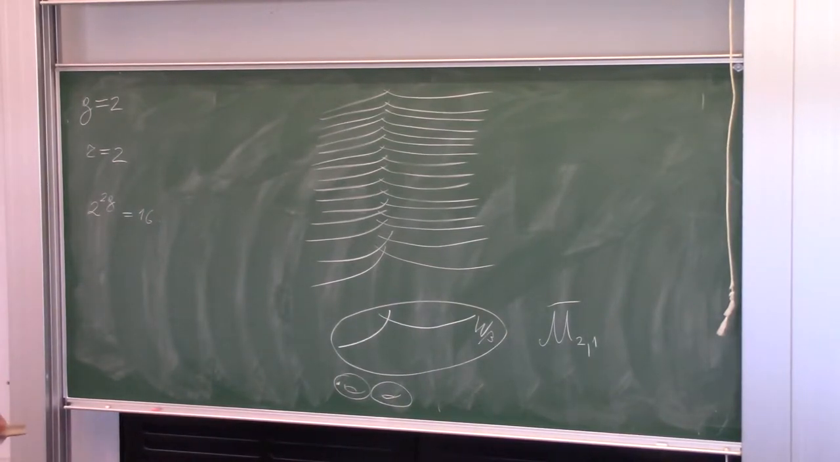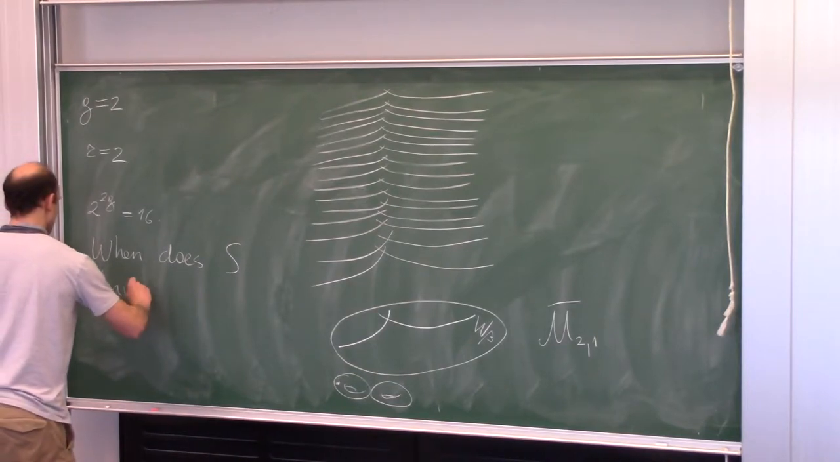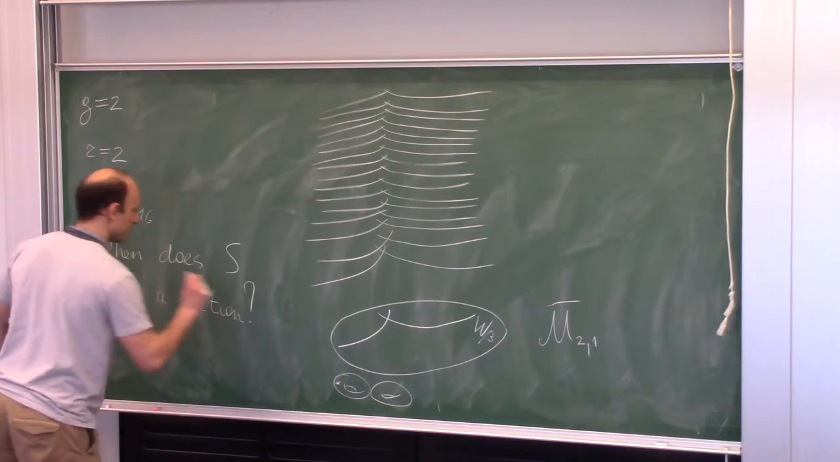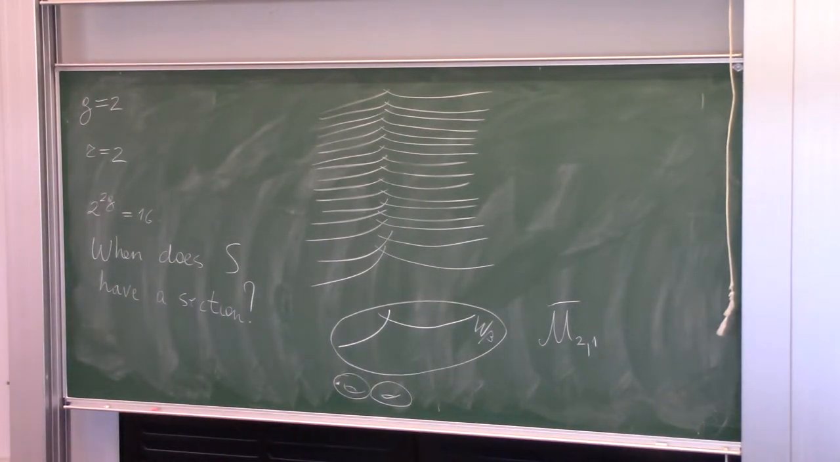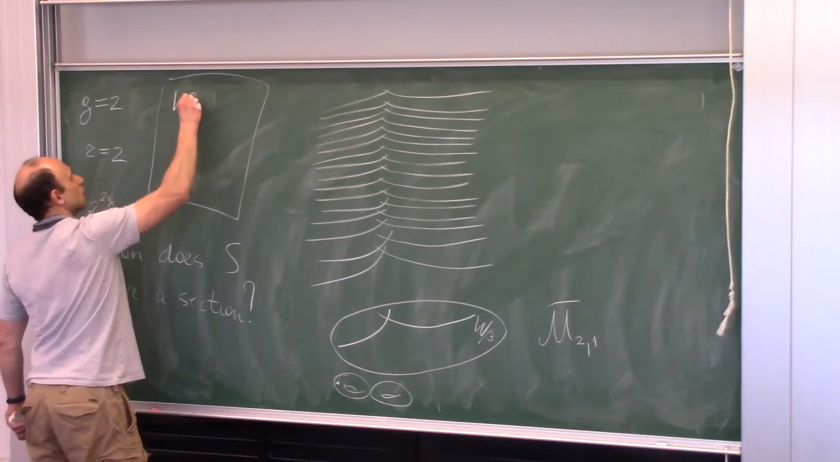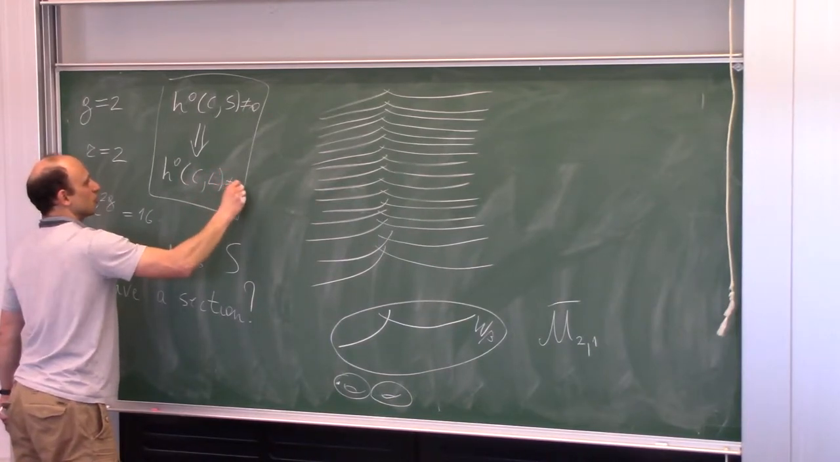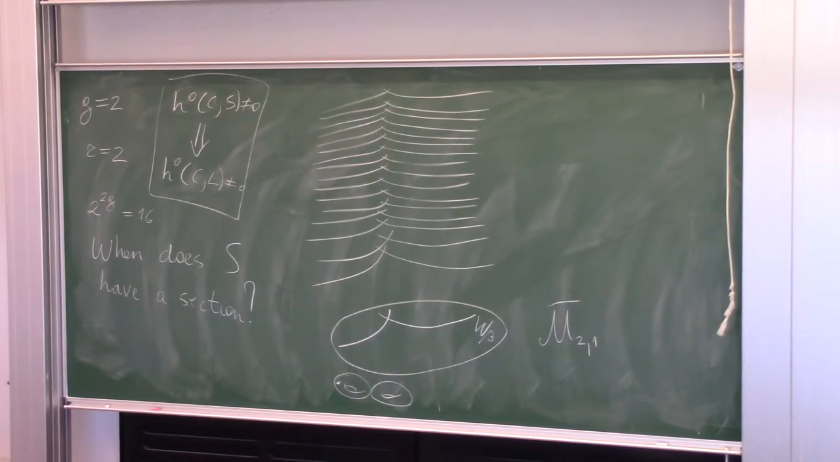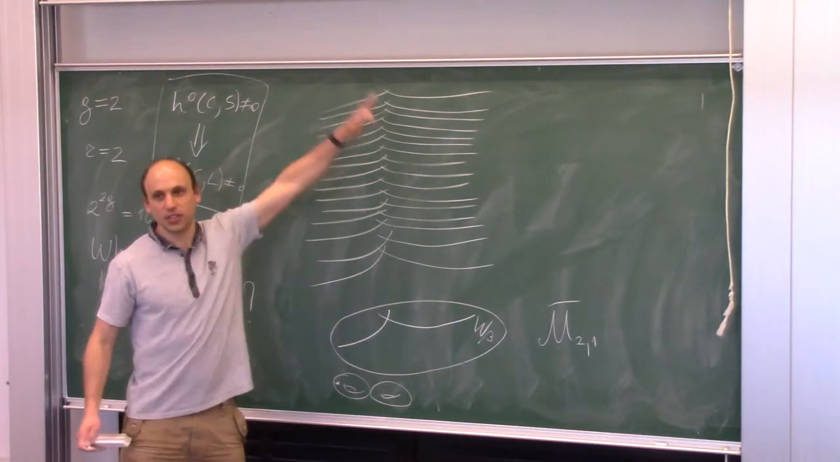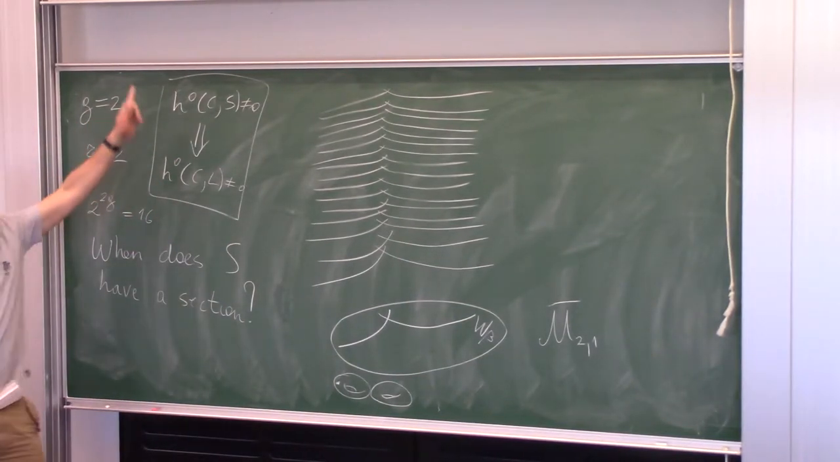OK, and now let's ask ourselves, when does S have a section? Over smooth curves, first of all, there's an implication that goes one way that is always true. If H0 of S is non-zero, it implies that H0 of L is also non-zero. So if S has a section, I can just raise it to the rth power and get a section of L. Now I know that if S has a section, it's only in this place. Over a point like that, S can never have a section, because L doesn't have a section.